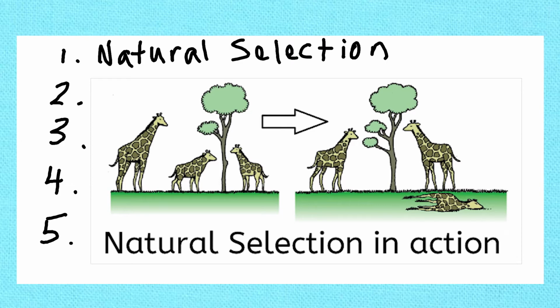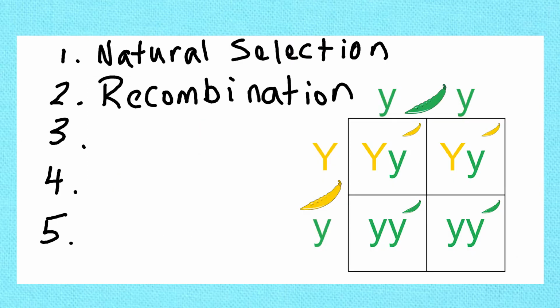and the environment. Recombination. We did this with the Punnett squares. When you have multiple alleles and you have recombination and jumbling of genetic info and alleles and traits, sometimes you're going to get differences in frequencies, which is going to cause populations to slowly evolve.